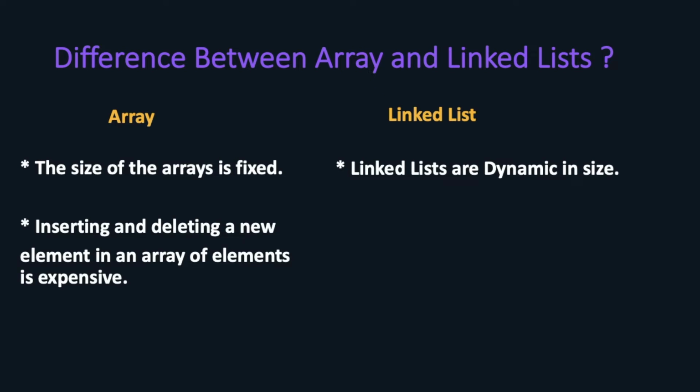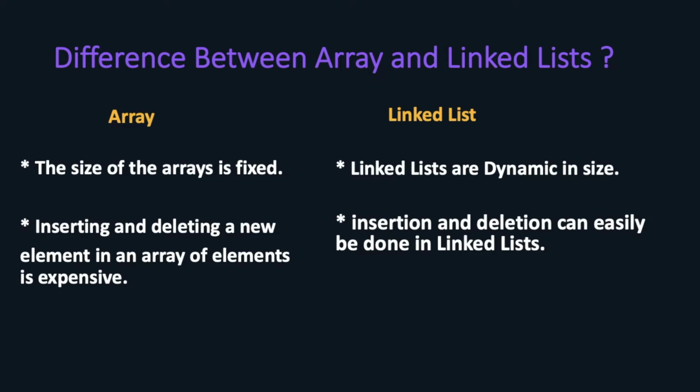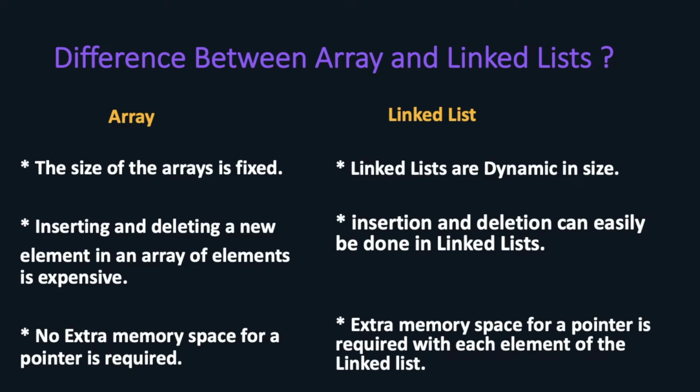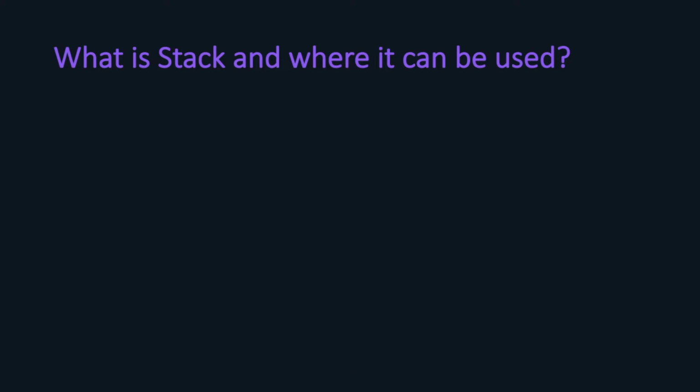Second, inserting and deleting a new element in an array is expensive because we need to traverse all the elements before insertion or deletion of a particular element. In a linked list, insertion and deletion can easily be done. The third difference is that no extra memory space for a pointer is required in an array, but in a linked list extra memory space for a pointer is required.